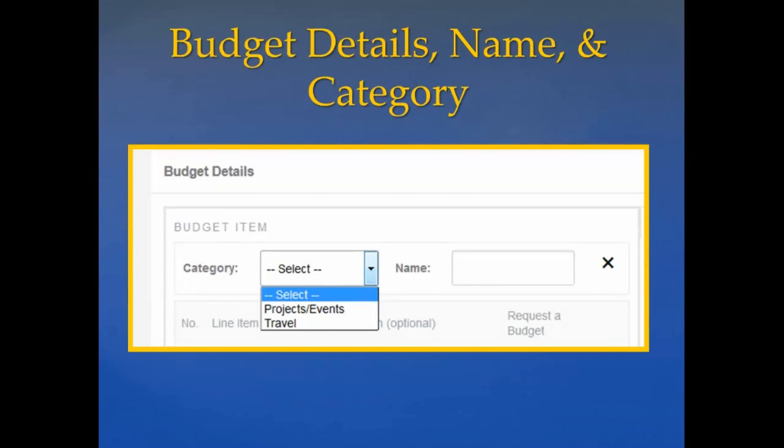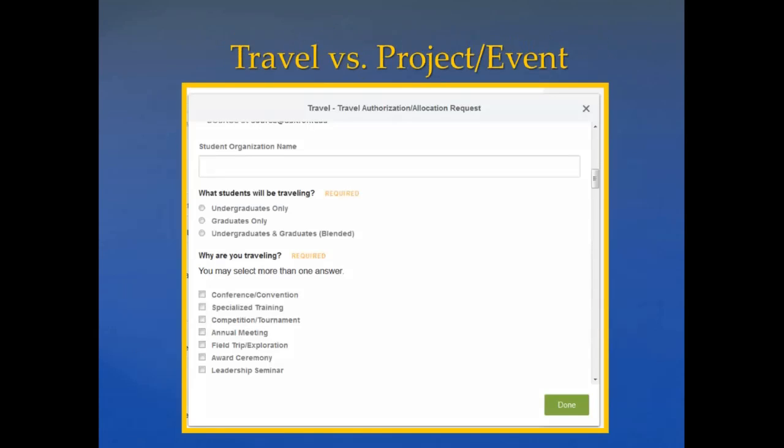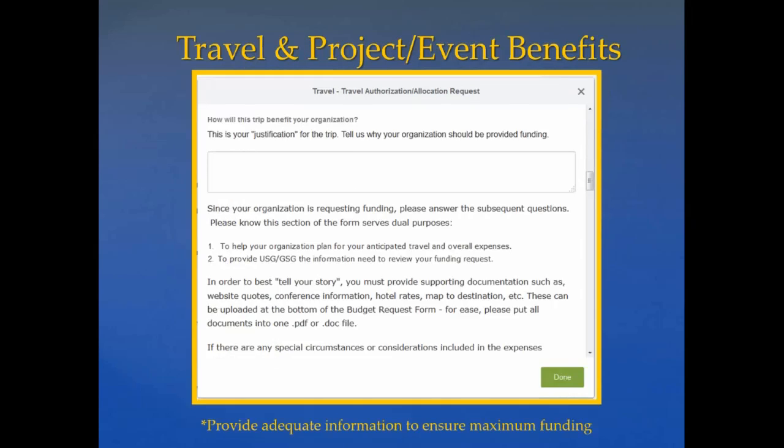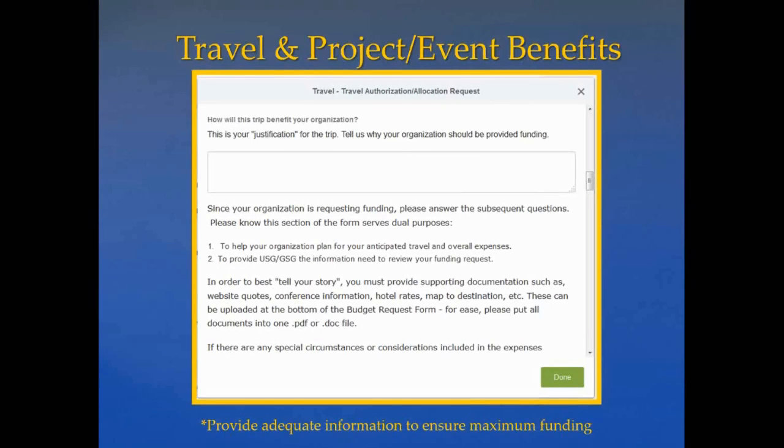You will then be prompted to select either travel or a project event and provide a name for the request. In this example, we will select travel. From here, you can fill out your organization's name, what types of students are traveling, and what is your reason for traveling. Under this last section, you may select more than one option. In the justification word box, you are able to explain why your organization deserves funding. For example, you can discuss how your trip will better your organization or even the university as a whole.